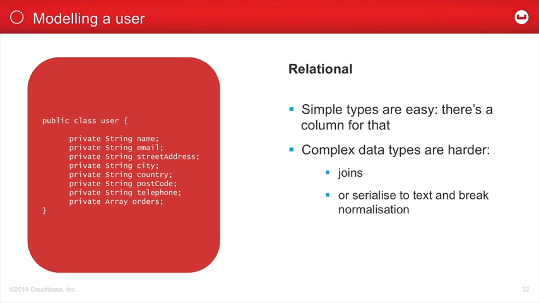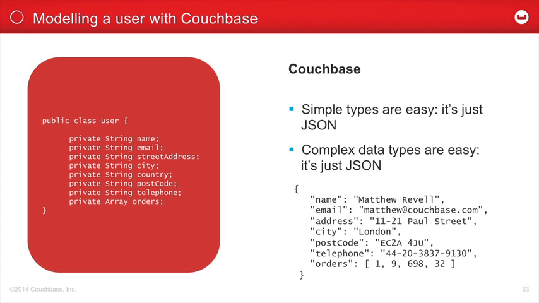So let's have a quick look. We've got a user class in Java there. All of that's really easy to represent in both relational and a document model. But then we add an array of orders that the person's made. How do you represent that in a relational database? Well, there are a few options. You could do joins. You could serialize the array to text, but then you break the normalization forms, and also you're making it harder to query. Or you could use a JSON document and a document database, and there you go. There we've got an array of orders, and that's fine.